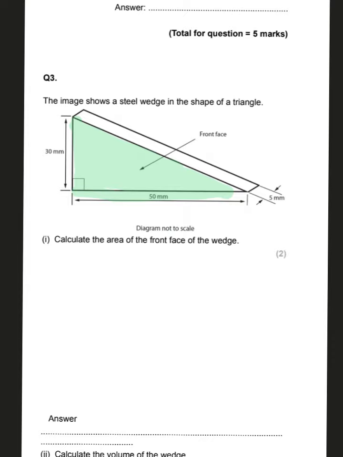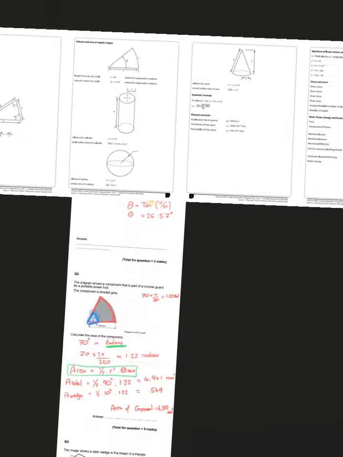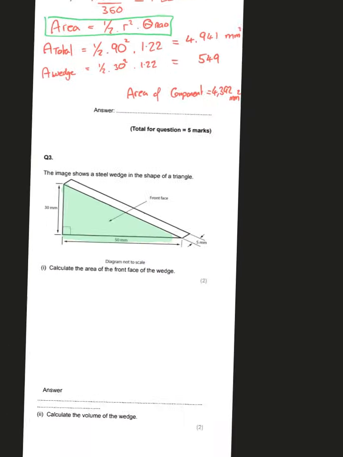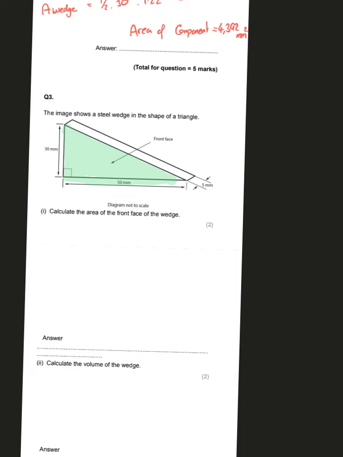And it's not in the formula book from memory. It's one of the things you need to know. Don't think it's in there. Yeah, it's not in there, so you need to know it. The area of a triangle is equal to half the base by the perpendicular height of the triangle. So in this case, it's equal to half times my base is 50 millimeter. My height is 30 millimeter.